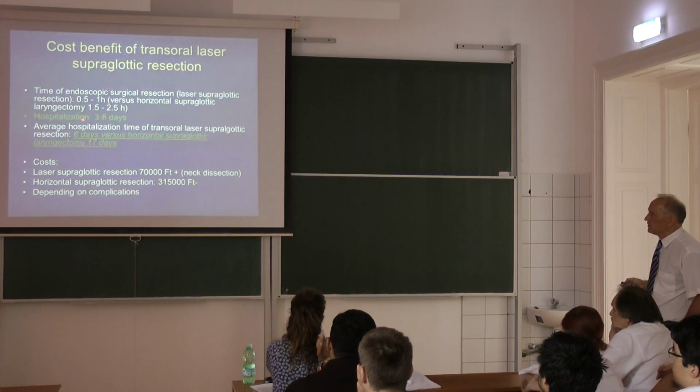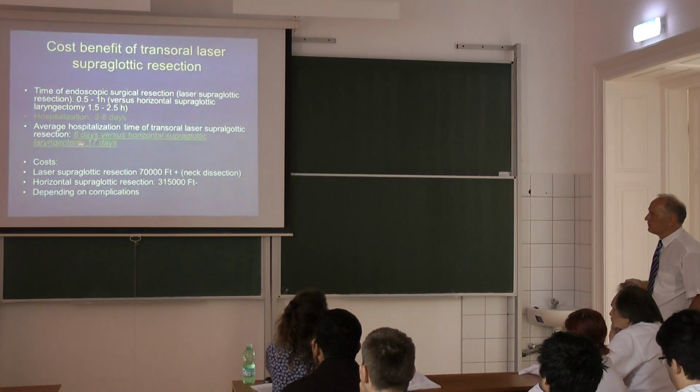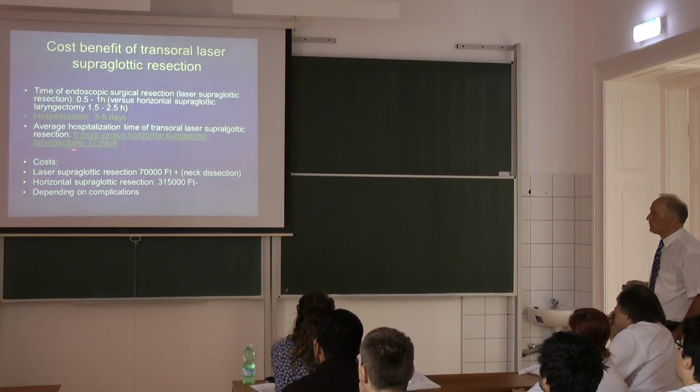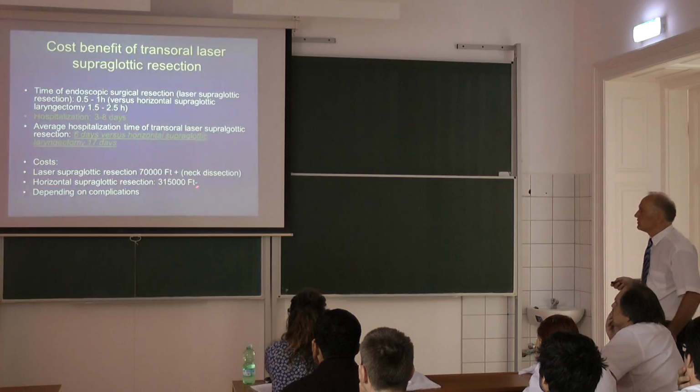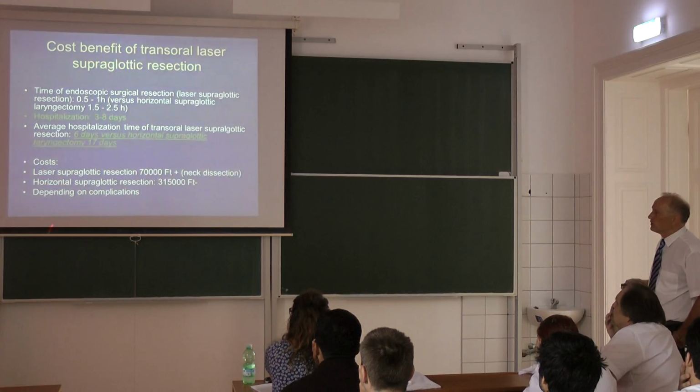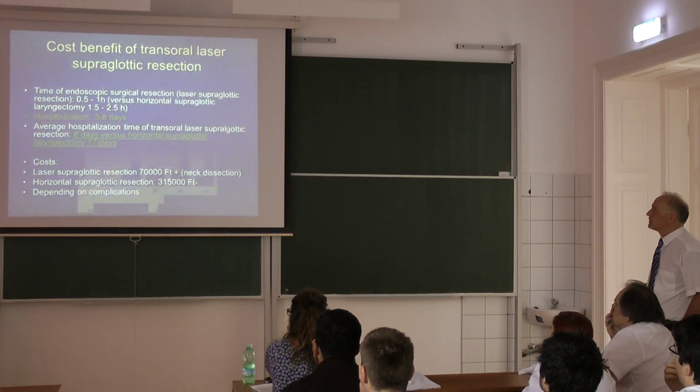Hospitalization is shorter versus horizontal supraglottic laryngectomy, an average of 6 days to 17 days. The costs are also lower. Of course, it depends on the complication and the type of surgery, but much lower than the external approach.